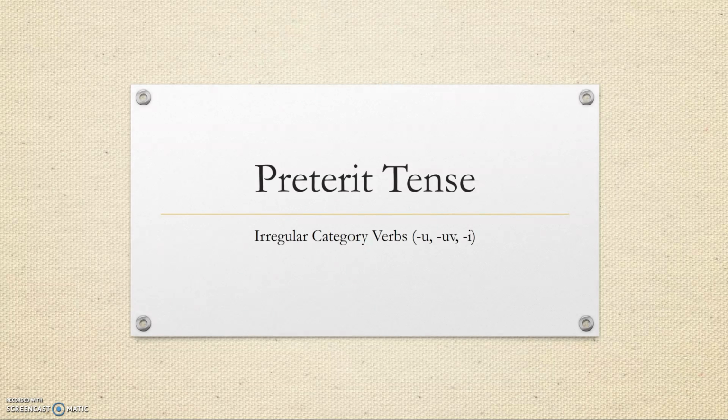Welcome to Lesson 2.3a, Preterit Tense Part 3. In Part 3, we're going to examine some irregular verbs that I refer to as category verbs, meaning they all fall into a certain pattern. While there are technically 4 category verbs, we're going to focus in on category U, category UV, and category I.